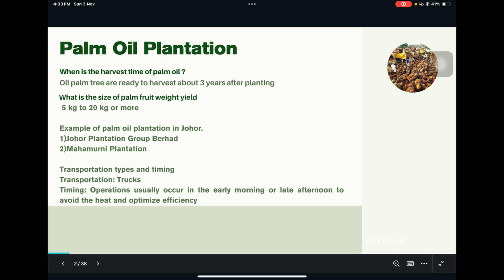For examples of palm oil plantations in Johor that I researched, there are Johor Plantation Group Berhad and Mahamurni Plantation. There are a lot more in Johor, but these are the ones I found. The last topic is the transportation types and timing for the palm oil plantation. We use trucks to transport all the palm oil, and the timing is usually in the early morning or late afternoon to avoid the heat and optimize efficiency.